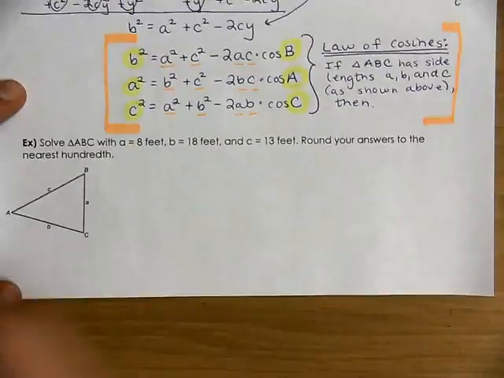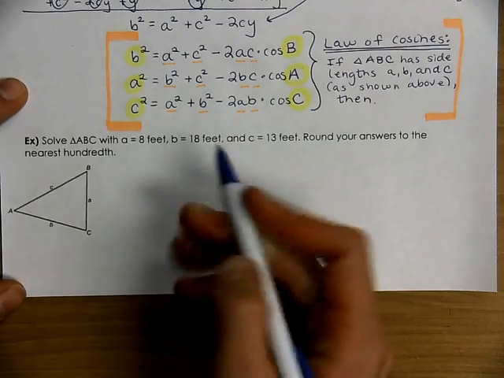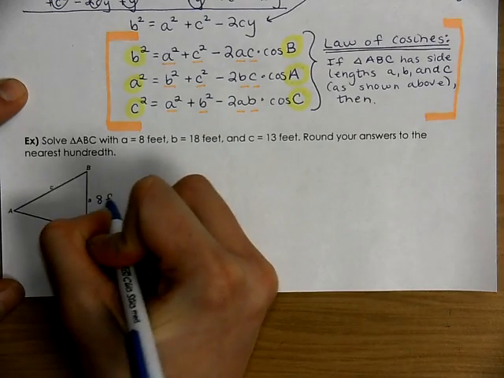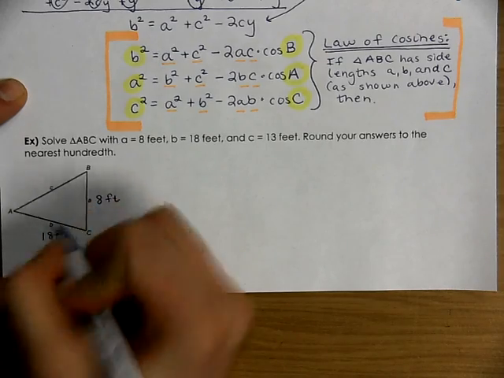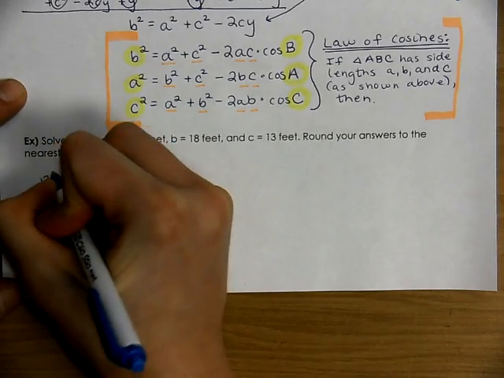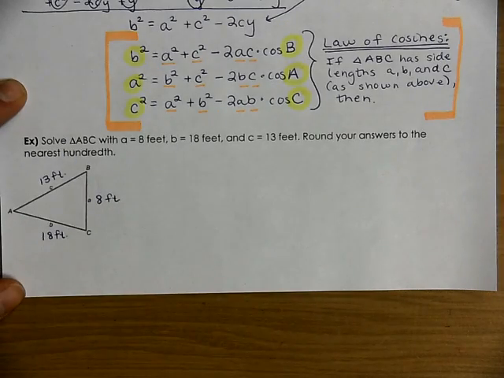So now, let's use law of cosines to solve triangle ABC. Now remember, when it says solve the triangle, that means it wants you to find every angle measure and every side length. Well, it gives us that A is 8 feet, so I'll substitute that in there. B is 18 feet. And C is 13 feet. But when I need to solve, I still need all these angle measures.